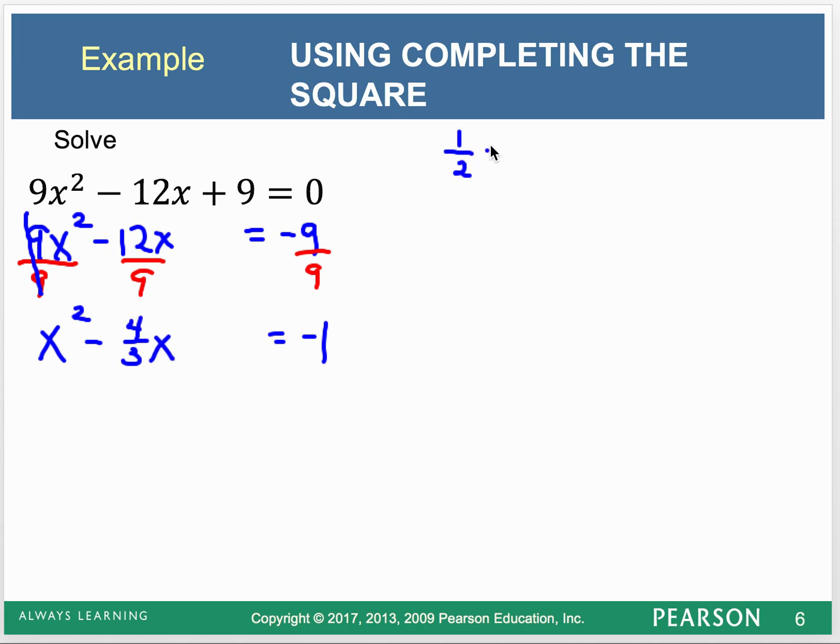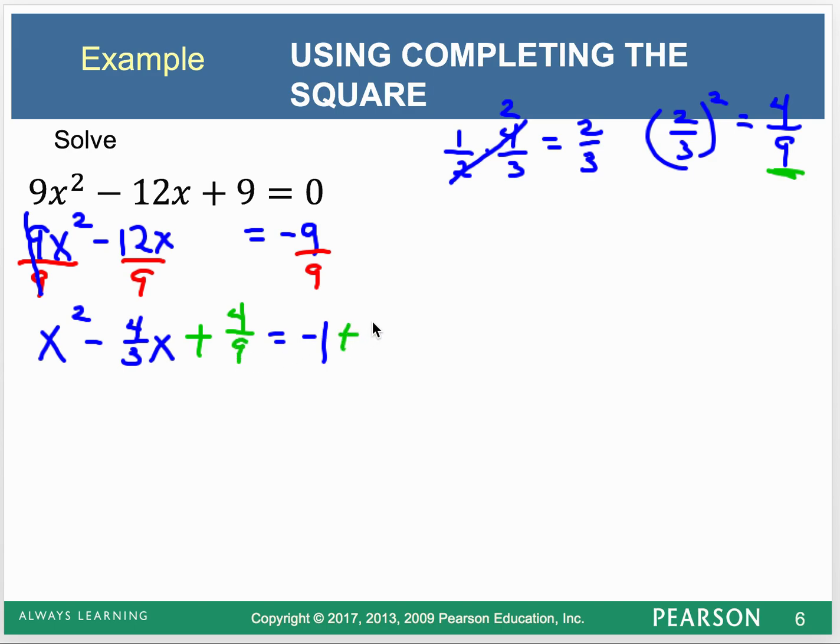So half of 4/3. Hey, look, this one we should have known. Half of 4/3 is 2/3. Makes sense. And then square it. 2/3 squared is 4/9. Okay, I'm going to add that number to both sides. Got to do the same thing to both sides.